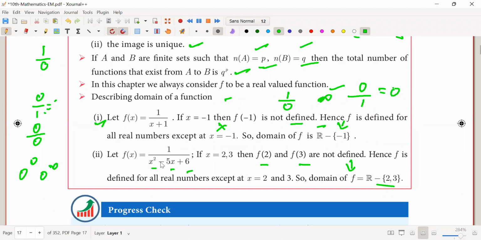For that value alone, x squared minus 5x plus 6: if I put 2 here, this one becomes 0. If I put 3 here, again it becomes 0. That's why our real numbers except 2 comma 3. Right? Except 2 comma 3.